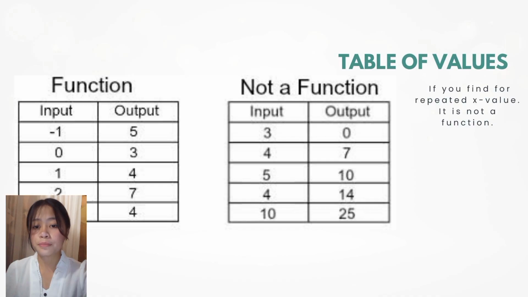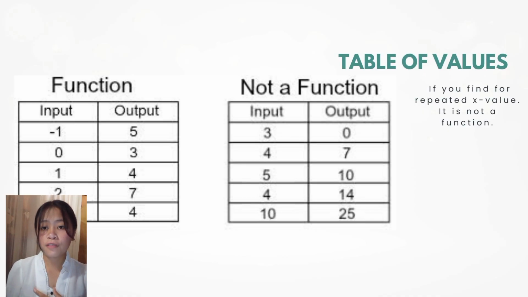Here's an example. Okay, so this image illustrates the key distinction between a function and a general relation that is not a function when represented in a table of values. Because again, the fundamental rule for a function is that every input must map to exactly one output. And in the table on the left, it was labeled function. We observe that inputs negative 1, 0, 1, 2, and 3, that is a function.